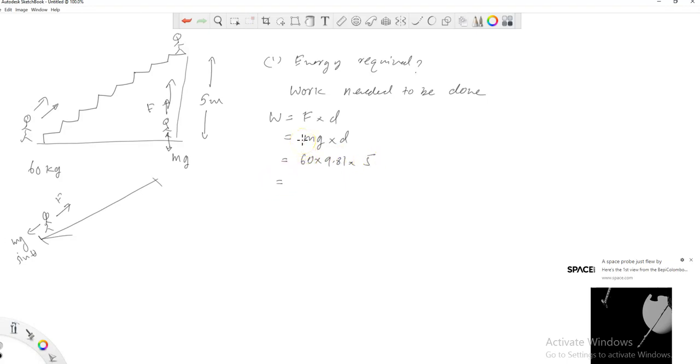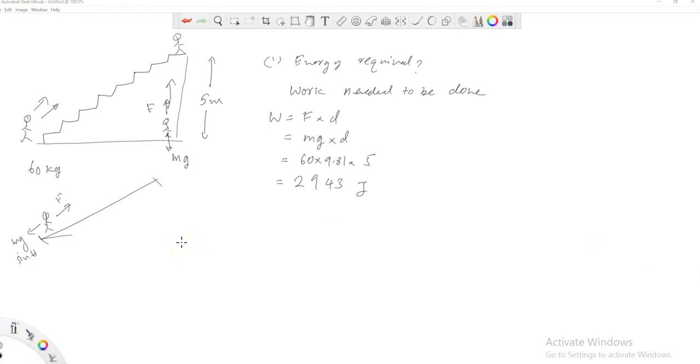So what do we have? 300 times 9.81, which is 2943 joules. He needs to spend 2943 joules. Okay, so we can think of this in a little different way.